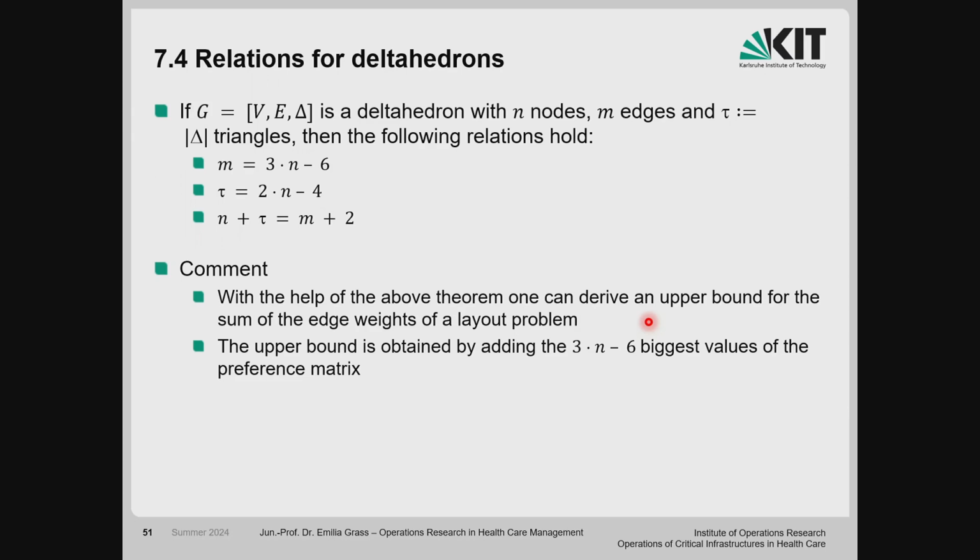So we have 4 nodes, 4 nodes for wards. That means we take 3 times n, 12, minus 6, which is 6, so we take the 6 largest values, which is 8, another 8, 7, 5, and then 4, 5, and 6. If we add these values, that's the absolute maximum objective function value. You cannot get a better result.